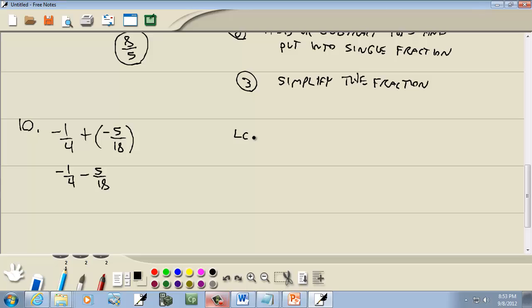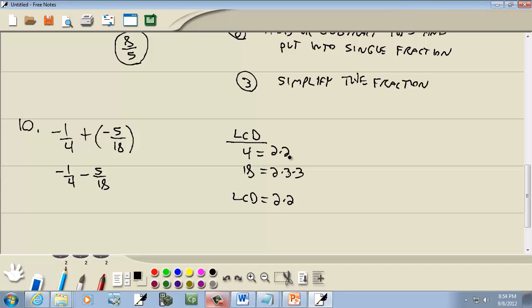So for our LCD, we got 4 and 18. And remember, we do the prime factorization of each one. 4 is 2 times 2. 18 is 2 times 3 times 3. And our LCD, we look for the greatest number of the first prime, 2. We're looking for the greatest number of 2's in a single line. We got 2 2's here and 1 2 here, so the greatest number of 2's in a single line is 2 of them. Then we go to the next prime, 3.